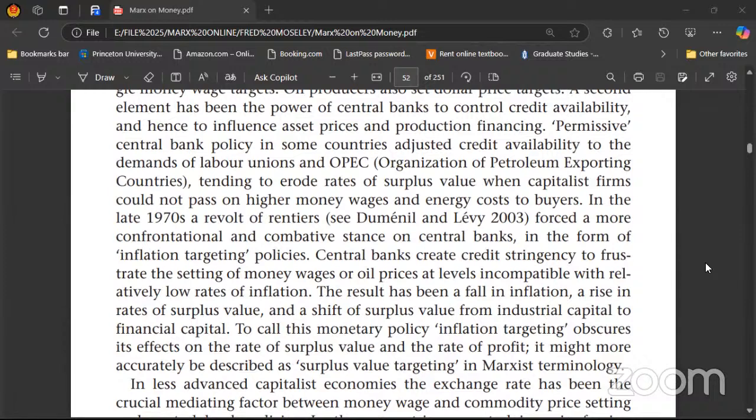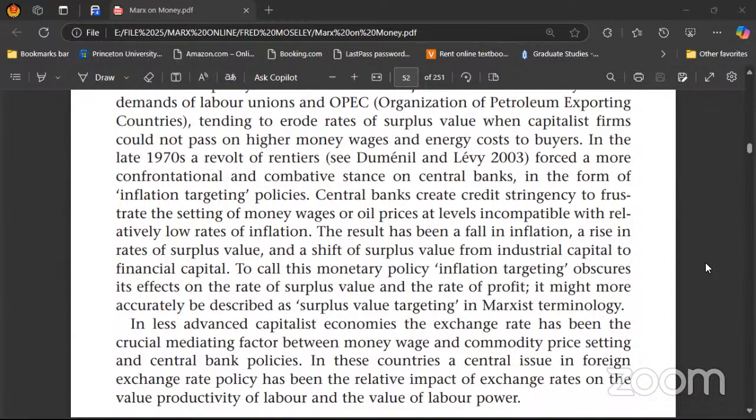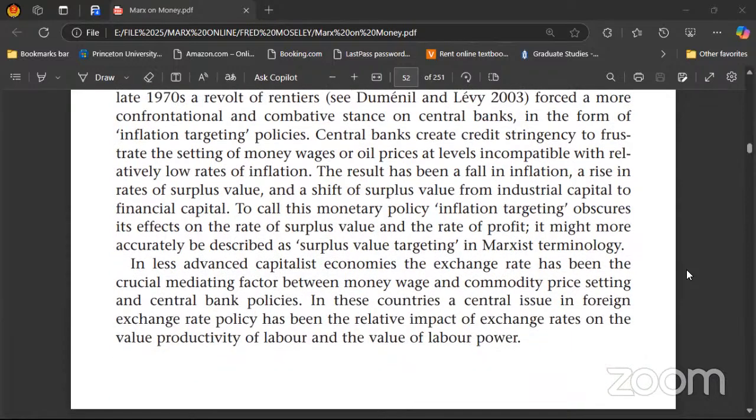To call this monetary policy inflation targeting obscures its effects on the rate of surplus value and the rate of profit. It might more accurately be described as surplus value targeting in Marxist terminology, or quantitative easing. In less advanced capitalist economies, the exchange rate has been the crucial mediating factor between money wage and commodity price setting and central bank policies. In these countries, a central issue in foreign exchange rate policy has been the relative impact of exchange rates on the value productivity of labor and the value of labor power.